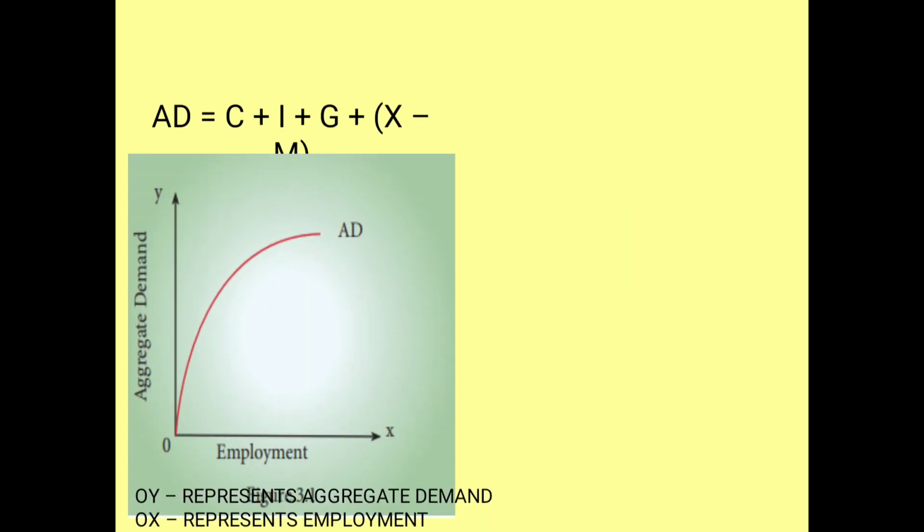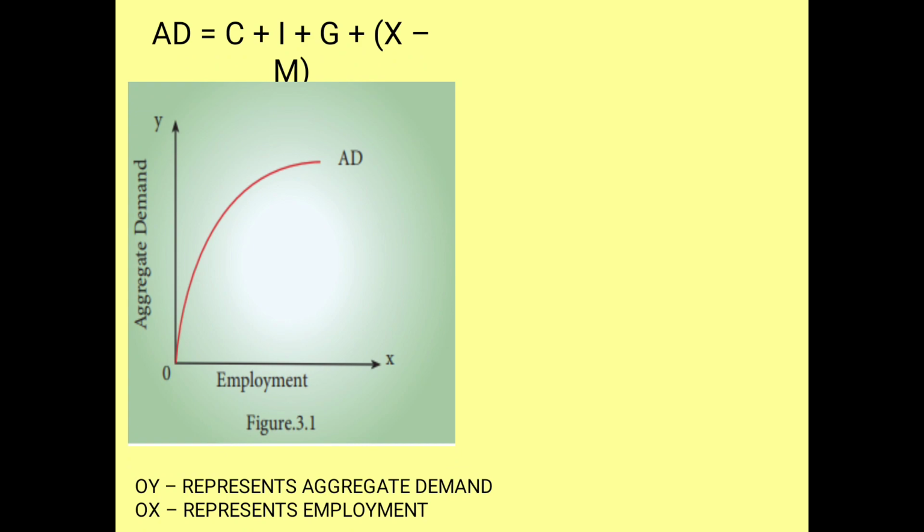So it is expressed as, look at the equation, AD = C + I + G + X - M. So all of us know what AD is: aggregate demand. What does C represent? Consumption. I stands for investment. G stands for government expenditure. X stands for export. M stands for import.